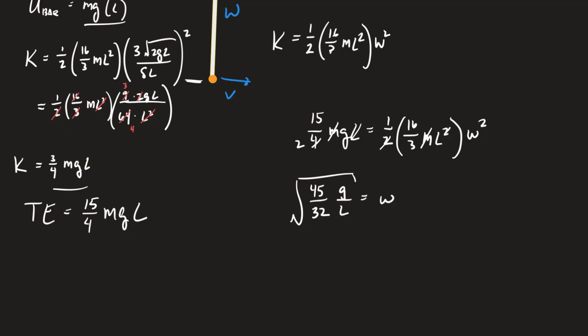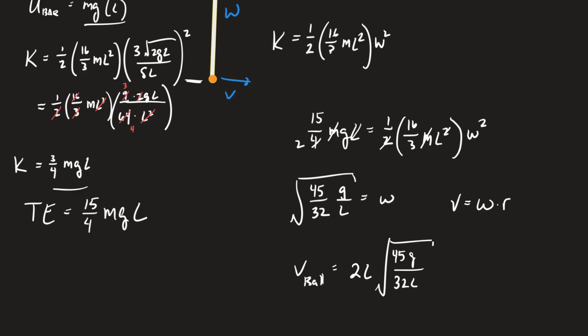Sorry, not done yet. This is the angular speed of the bar-rod system, but the ball is at the bottom of the rod, so now we need to find the linear speed of the ball. I think that part's just omega times r. So we just have to multiply this by 2L. So the velocity of the ball will be 2L times the root of 45g over 32L.